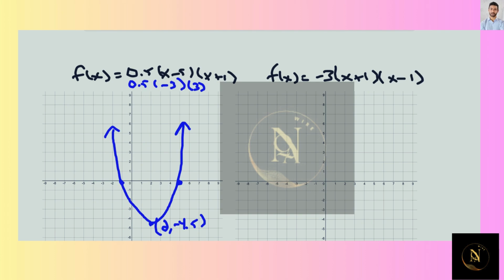In your second function, you have negative 3 times (x plus 1) times (x minus 1). So we'd have zeros at negative 1 and positive 1 because of the factors. And then that means the axis of symmetry is x equals 0, which would be negative 3 times 1 times negative 1, or positive 3. And that'll allow us to make our sketch. (0, 3) is the maximum.